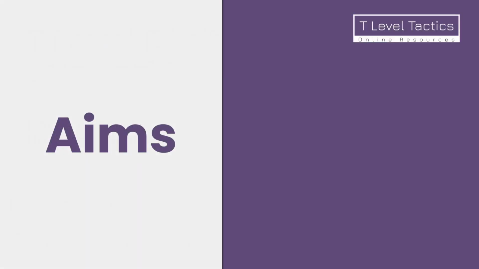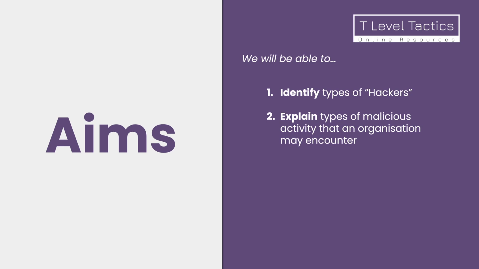Let's take a look at what we're going to do. First of all, we'll identify types of hackers and what that word really means. Then we'll explain types of malicious activity that an organization may encounter. And then finally, we'll analyze the implications of hacking on an organization.